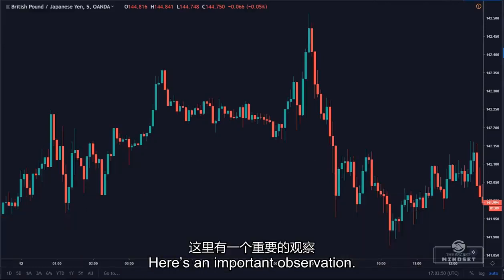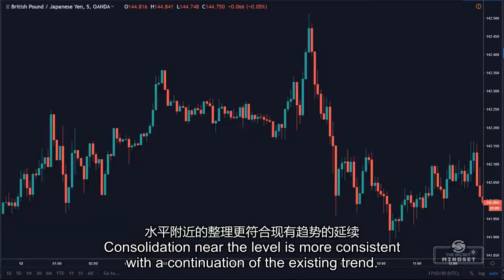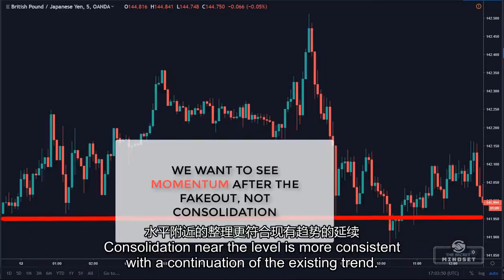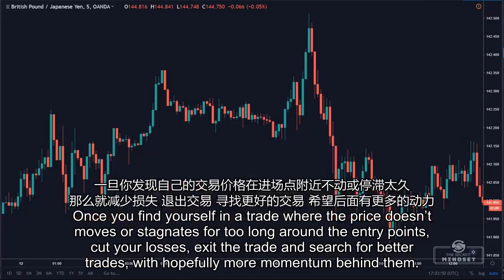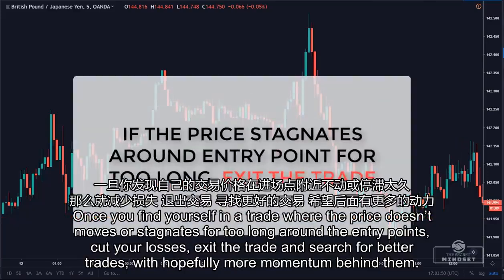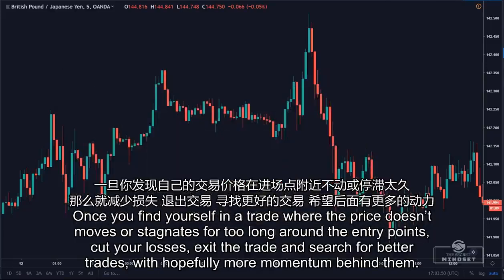Here's another important observation. Ideally, the market should not be able to consolidate near the level. Consolidation near the level is more consistent with a continuation of an existing trend. If the failed breakout is successful, the price should move sharply away from that level. Once you find yourself in a trade where the price doesn't move or stagnates too long around the entry point, cut your losses, exit the trade, and search for better trades with hopefully more momentum behind them.